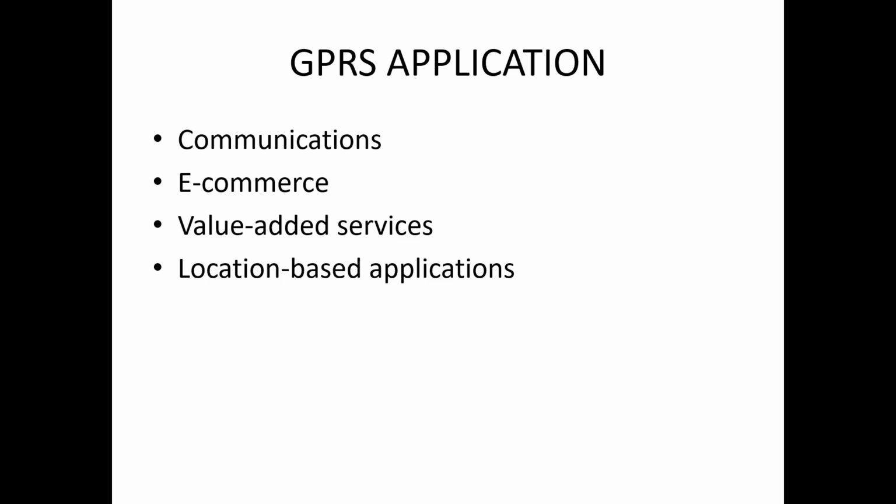And the last one is location-based applications. Mostly GPRS is used for location-based applications like GPS tracking, which is used to track wherever we are in the locations, or when we are searching for any new locations, or to know where we currently are. That is done using GPRS applications. So location-based applications are GPRS applications.